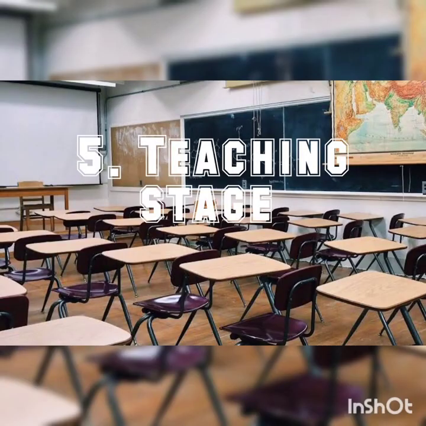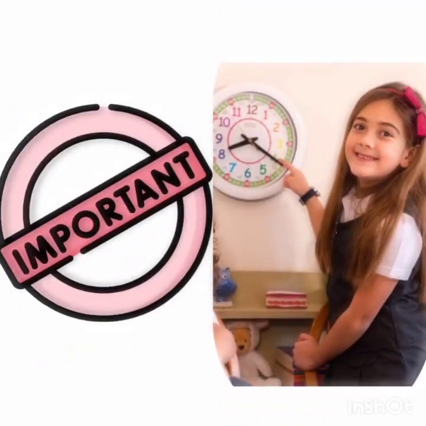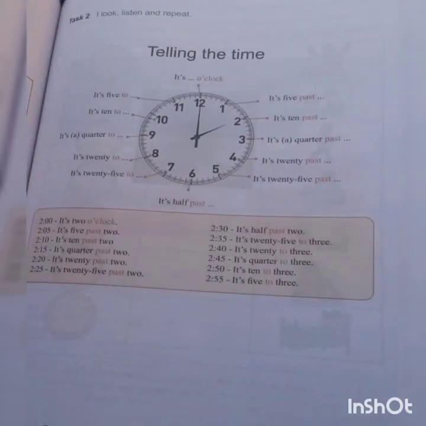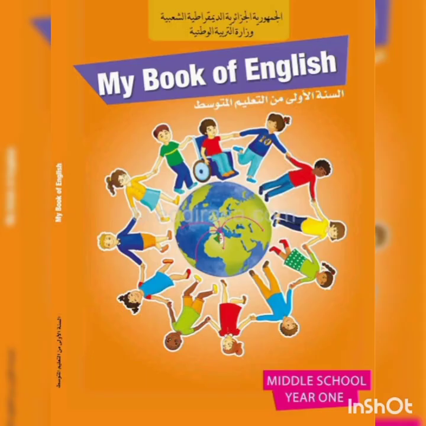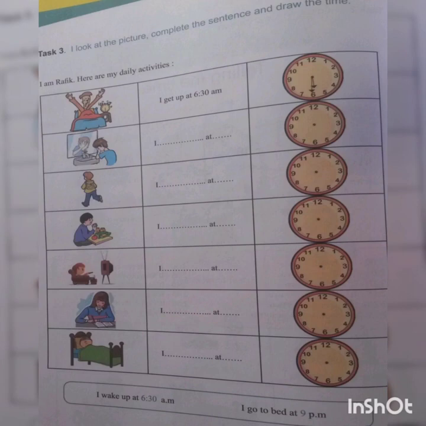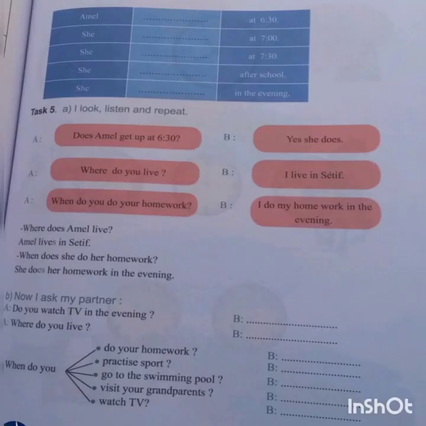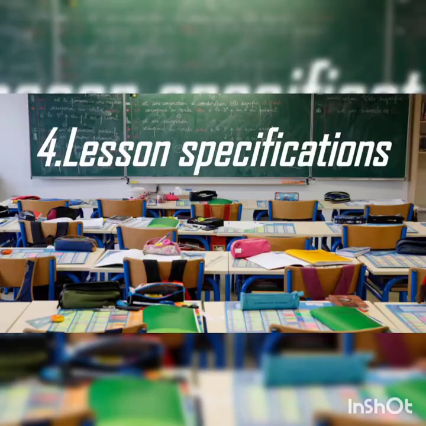During the teaching stage of our project, we will focus on the target skill, which is telling time. Telling time is an important skill. That's why the lesson of telling time is included in the curriculum of first year middle school in the third sequence titled Me and My Daily Activities. This indicates the recognition of its relevance and the need of learners to acquire this skill at an early stage.